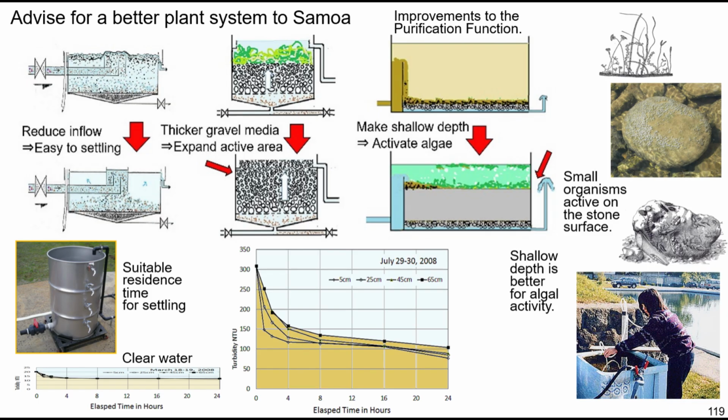We advised SWA, at first, to reduce inflow to easily settle the turbidity. Second, put more gravel in the URF. Thicker gravel media expands the active surface area on the gravel. Third, make the depth shallow to activate algal activity.